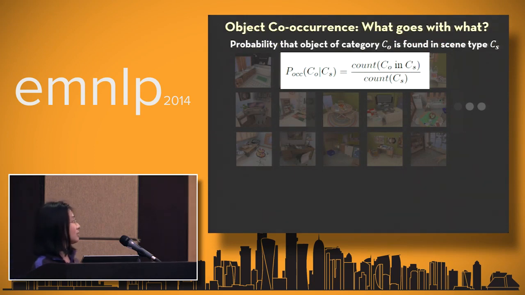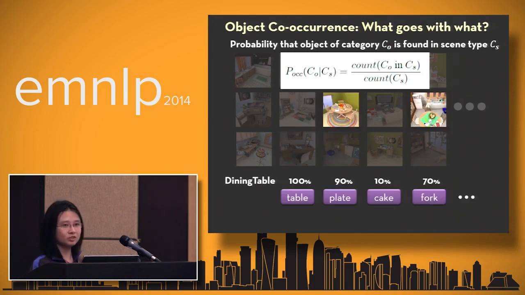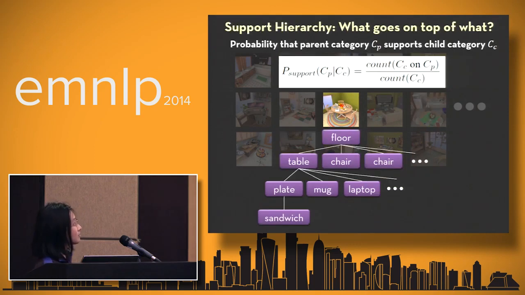We have basically a notion of a scene type. For instance, this scene is a living room, that one a dining room. Or it could be even simpler. The scene model shows a dining table. And in this example, by counting up the number of dining table scenes in which a table occurs, we can get that table should always appear. And then plate maybe just 90% of the time, and cake maybe just 10% of the time, and so forth.